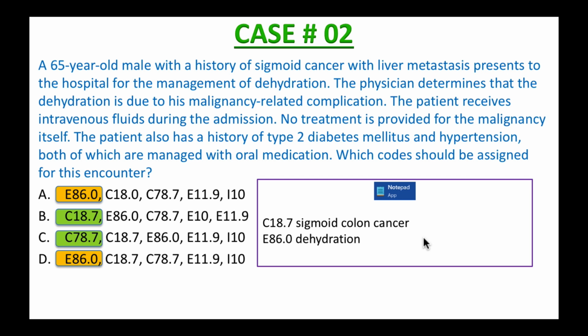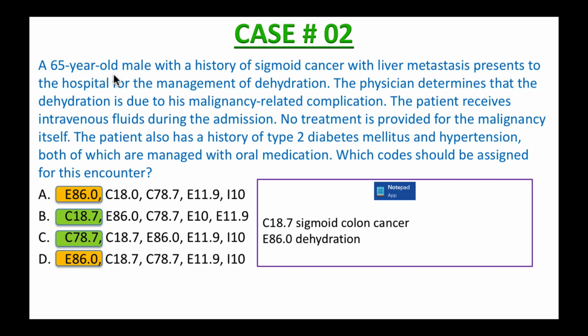Based on what you just typed in Notepad, you have two codes, C18.7, sigmoid colon cancer, and E86.0, dehydration. After this step, you should have an idea that this case involves cancer and dehydration, and your focus when reading the case should be determining which code is sequenced first, cancer or dehydration. Let's read it.